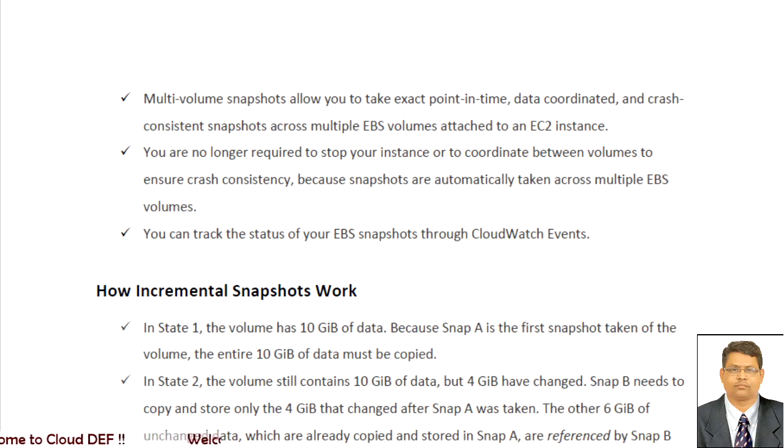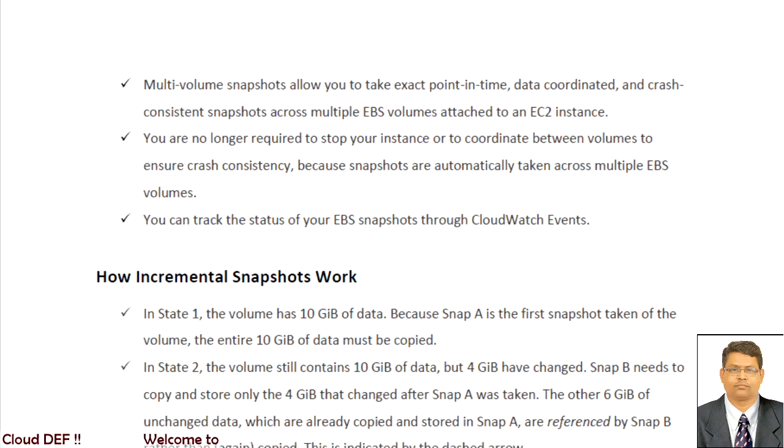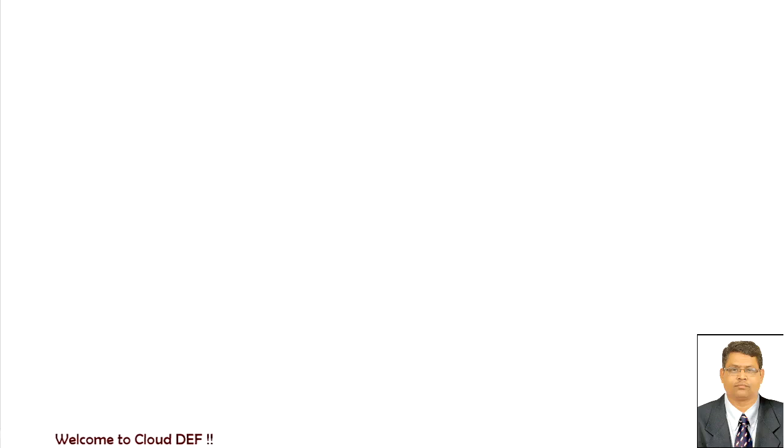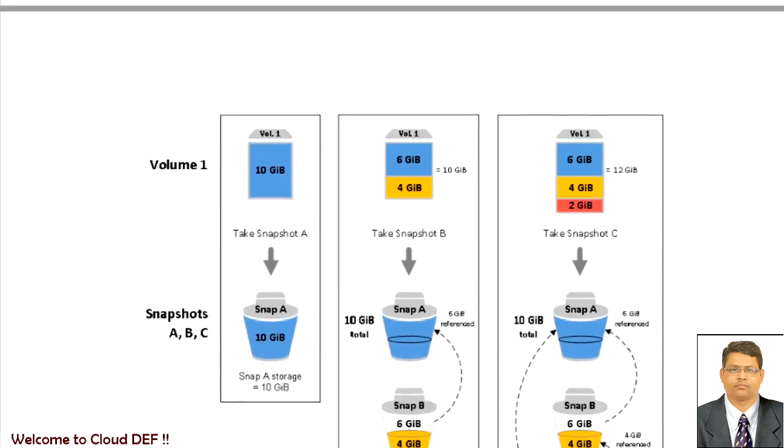How incremental snapshots work. In State 1, the volume has 10 GB of data. Because Snap A is the first snapshot taken of the volume, the entire 10 GB of data must be copied. In State 2, the volume still contains 10 GB of data, but 4 GB have changed. Snap B needs to copy and store only the 4 GB that changed after Snap A was taken. The other 6 GB of unchanged data, which are already copied and stored in Snap A, are referenced by Snap B rather than, again, copied. This is indicated by the dashed arrow.